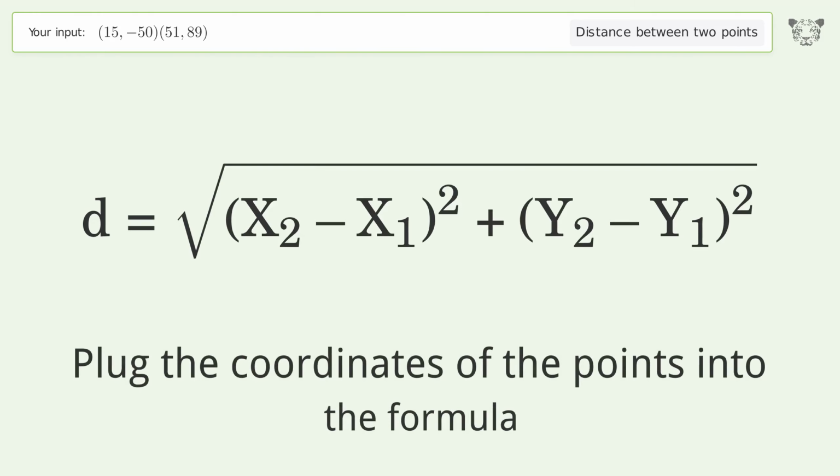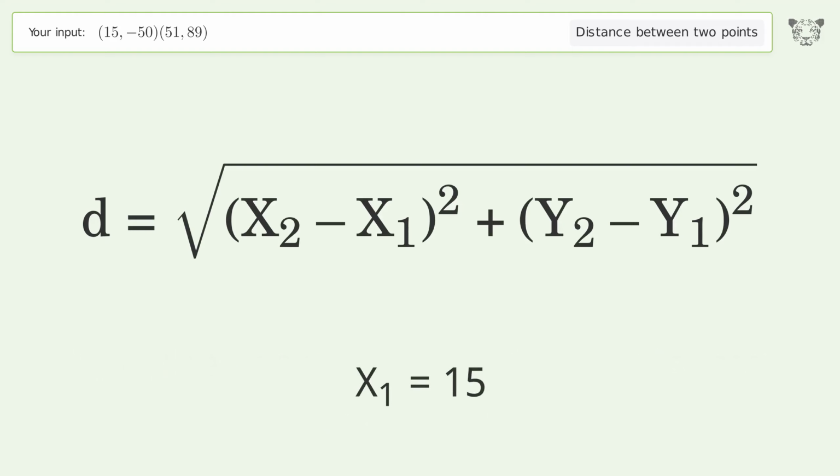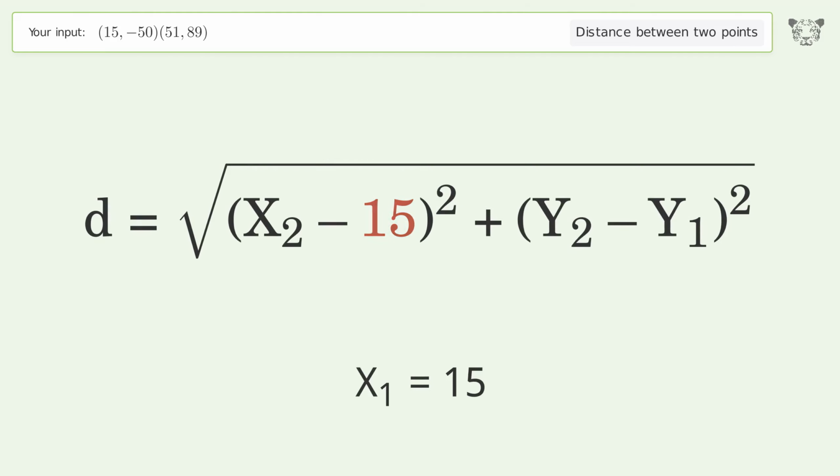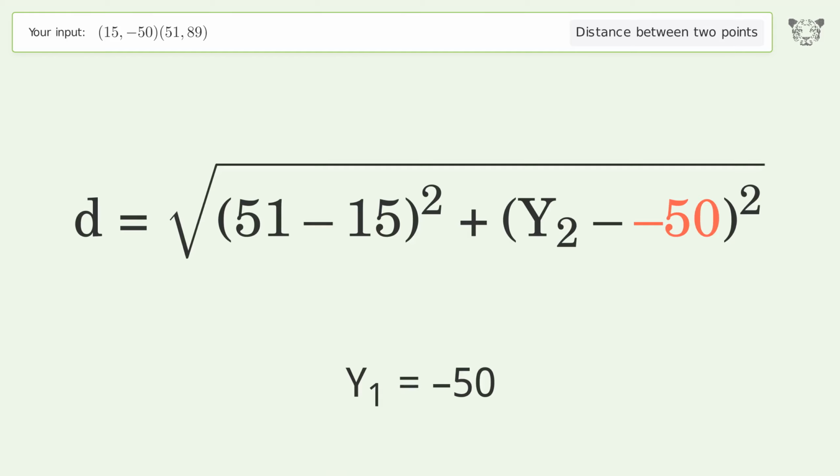Plug the coordinates of the points into the formula. x1 equals 15. x2 equals 51. y1 equals -50. y2 equals 89.